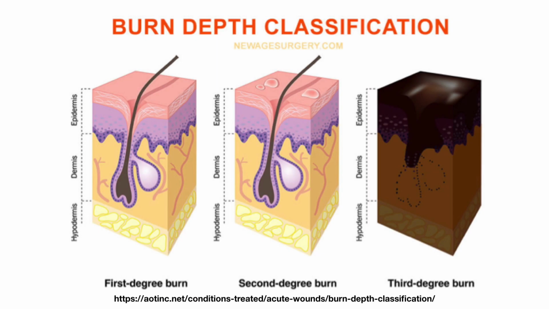When we classify burns, we classify them based on how far deep they go. For example, a first degree burn is going to only affect the epidermis, whereas a second degree burn may affect the epidermis and the dermis, and a full thickness or third degree burn will go all the way down to the hypodermis.